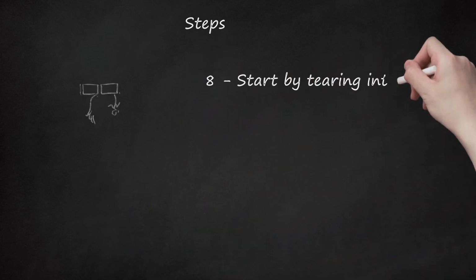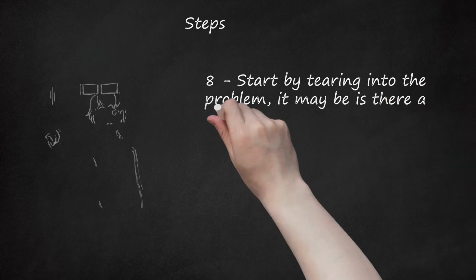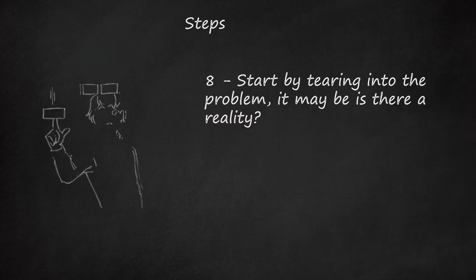8. Start by tearing into the problem. It may be, is there a reality? Can we know? Rip it to pieces and ask why? You can't tell what an atom is made of unless you break it apart. You shouldn't stop until you break the philosophy down into its constituent parts.